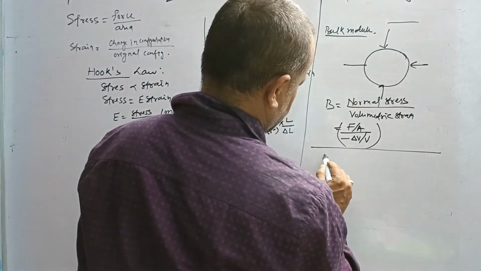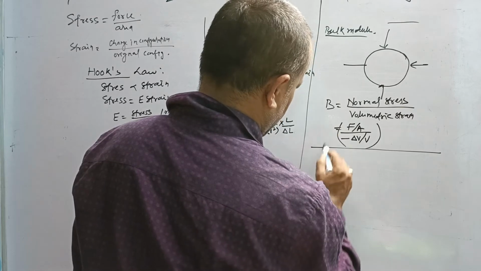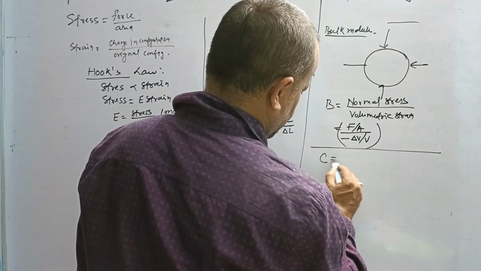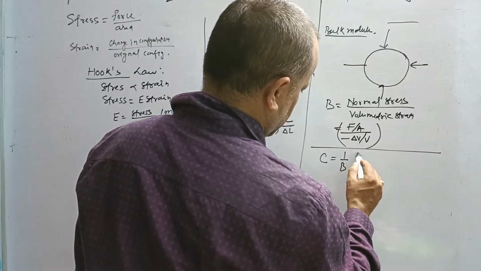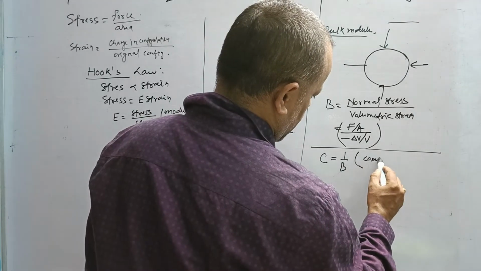The reciprocal of bulk modulus is called compressibility. This is 1 by B. It is called compressibility.